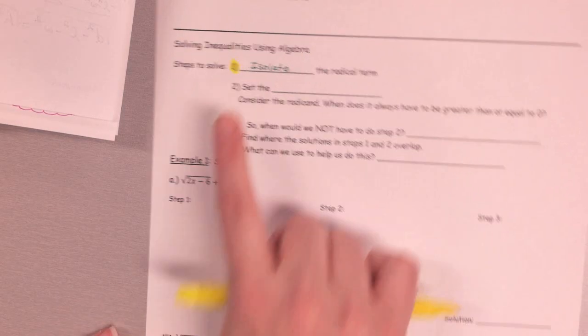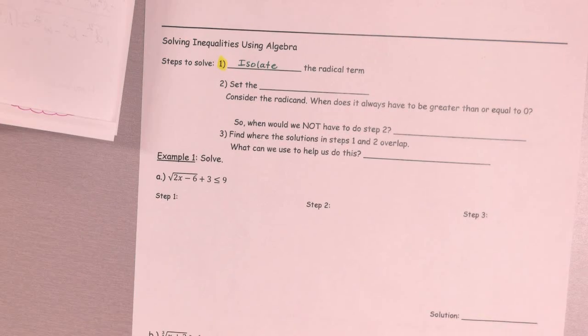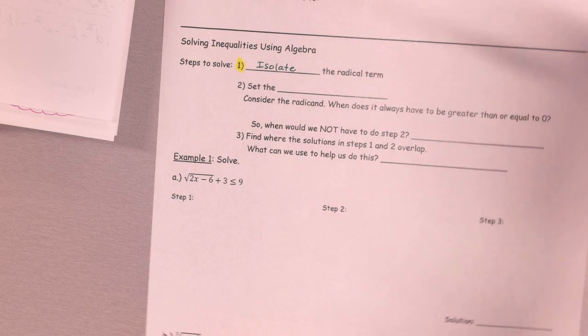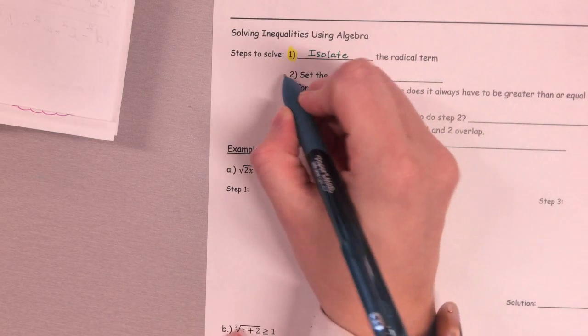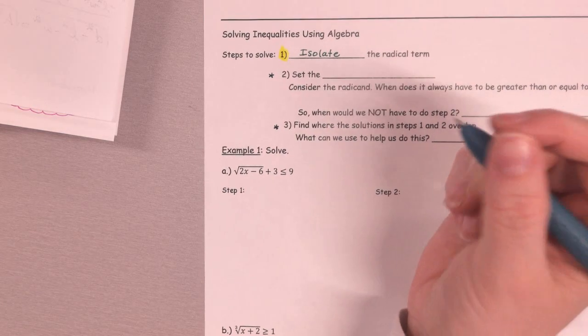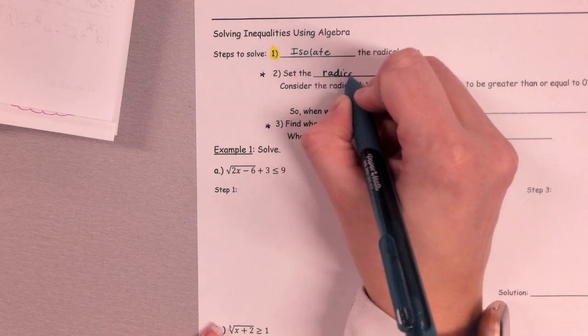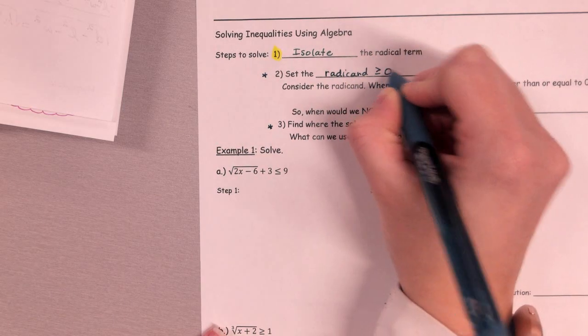Okay, and we're going to talk a little bit more when we get down to the examples about why that's important. Now, remember the last time we did inequalities, we had to take into account some different cases. And like we did yesterday, there are different cases for even roots and odd roots. So steps 2 and 3 are going to be for a special type of root. Step 2 is to set the radicand greater than or equal to 0.